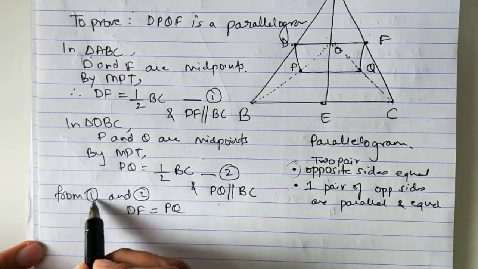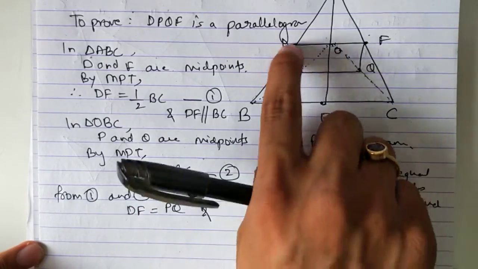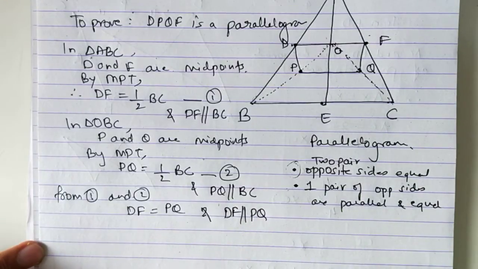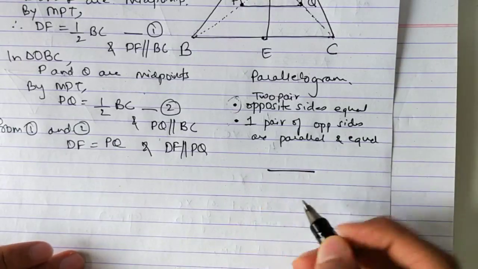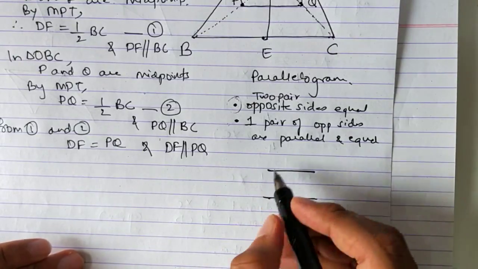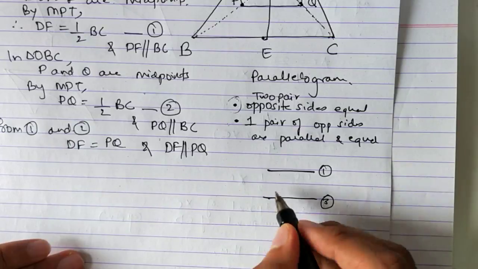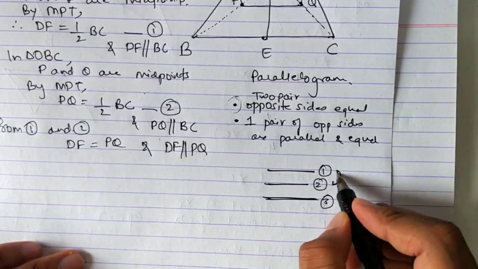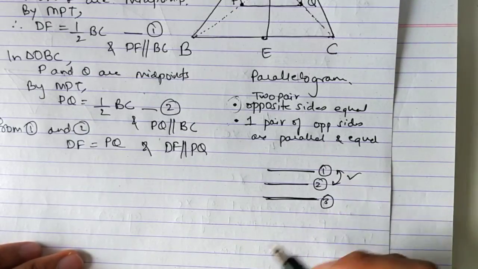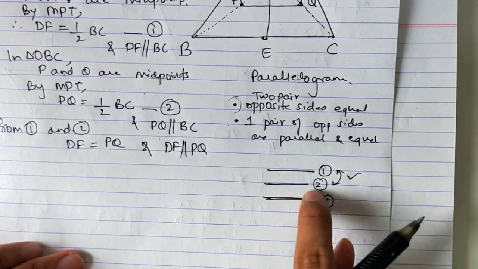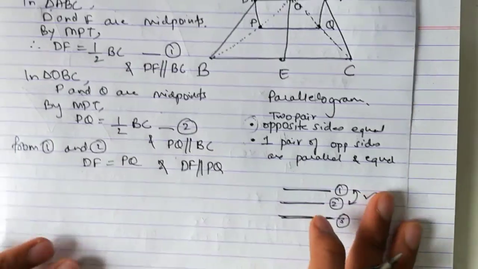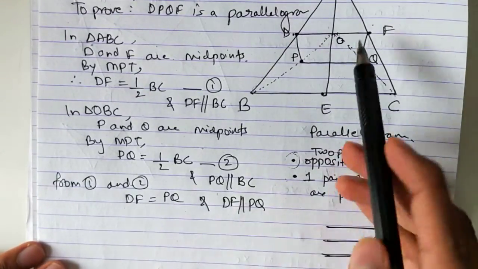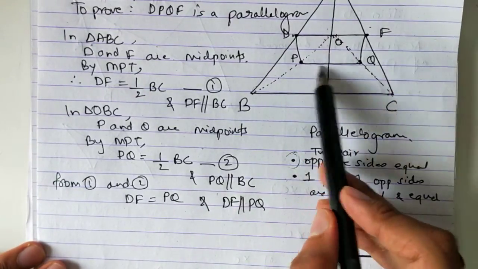So from 1 and 2, first we get that DF is equal to PQ and DF is parallel to PQ. See, if there are two lines, this first line is parallel to the third line, and this second line is also parallel to the third line, that means this first and second line are parallel to each other. Correct? First line and second line are both parallel to the last line, so these two will also be parallel. That is the concept we used here. So now I got that DF is equal to PQ and DF is parallel to PQ.